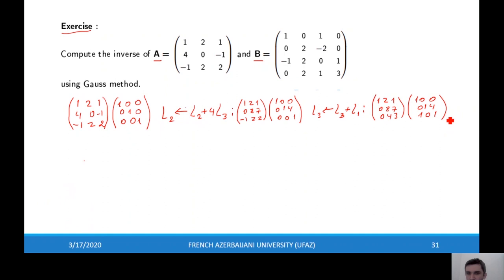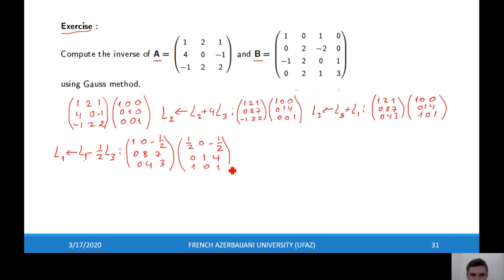And then here, instead of the first line, we write the first line minus 1 over 2 of the third one. It will be 1, 0, minus 1 over 2, 0, 8, 7, 0, 4, 3, and 1 over 2, 0, minus 1 over 2, 0, 1, 4, 1, 0, 1. Here, instead of the third line, we write the third line minus 1 over 2 of the second one.